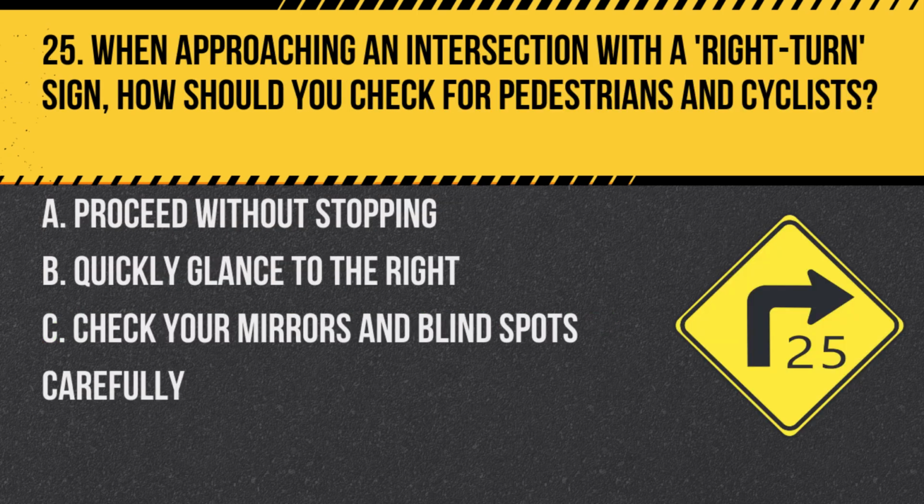Question 25. When approaching an intersection with a right turn sign, how should you check for pedestrians and cyclists? A. Proceed without stopping. B. Quickly glance to the right. C. Check your mirrors and blind spots carefully.